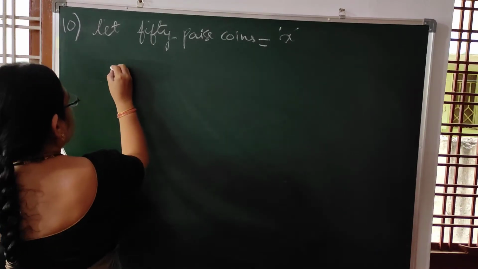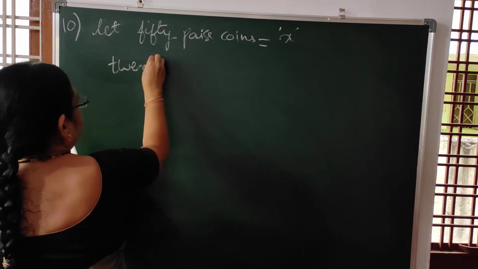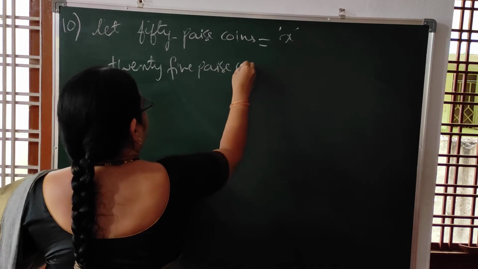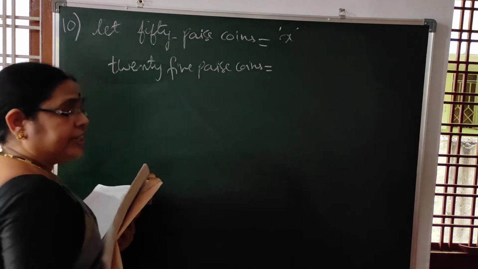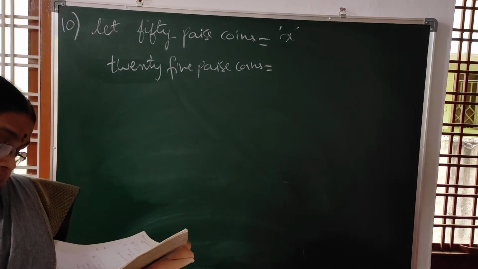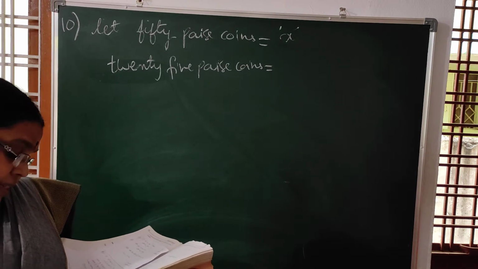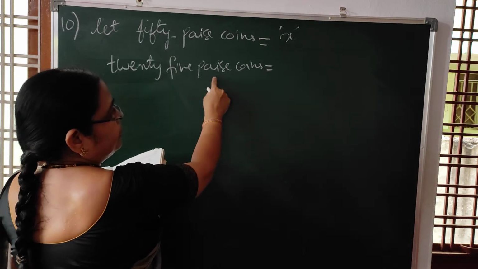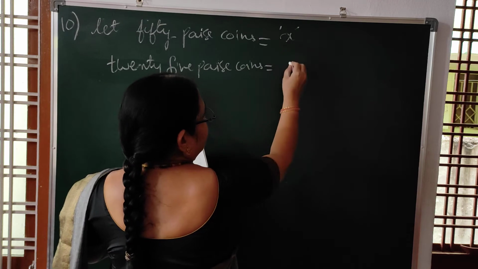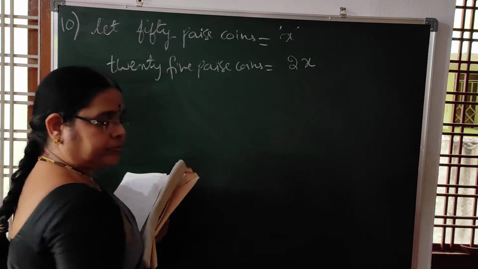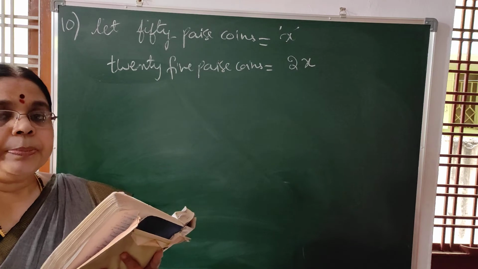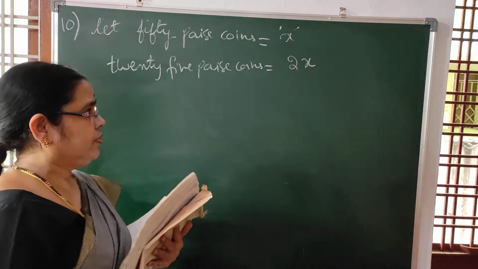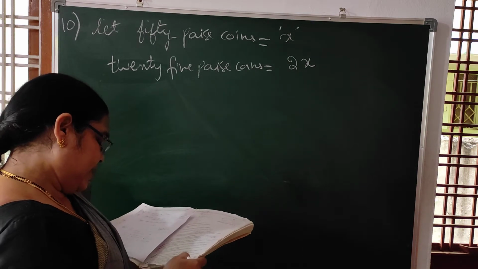Now 25 paise coins becomes how many? She has twice as many 25 paise coins as 50 paise coins. So this becomes 2x. If 50 paise coins are x, then 25 paise coins are twice that, so 25 paise coins become 2x.